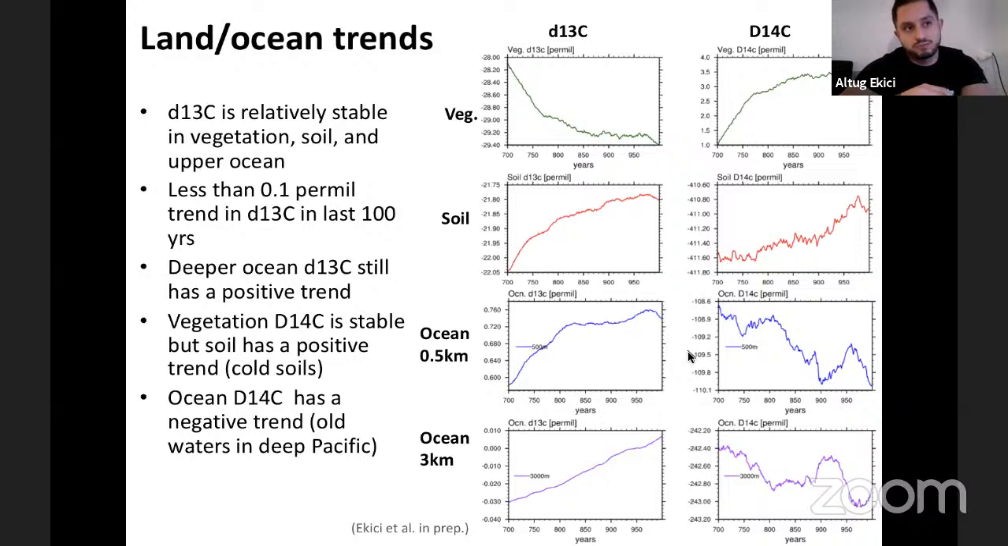And this will keep coming up in my next slides, that the older waters in the Pacific are not really getting younger at all. And this is not very comparable to observations, but this is the model. This was also the same, I think, with POP2 from Alexandra's paper in 2015. So we see a negative trend in the ocean radiocarbon.